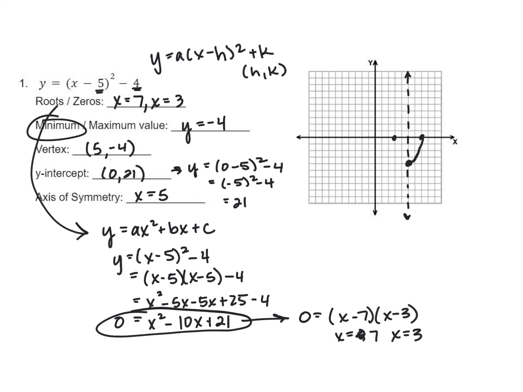So I'm going to go ahead and connect these. Now I know for the y-intercept, it's not on the graph as it's pictured, but 21 would be somewhere way up here. And so we'll just stick with this as our 3 points.